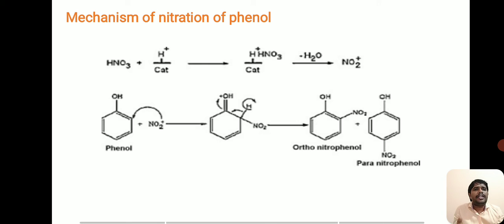The formed nitronium ion in the next step attacks the phenol, so that ortho-nitrophenol and para-nitrophenol are formed.